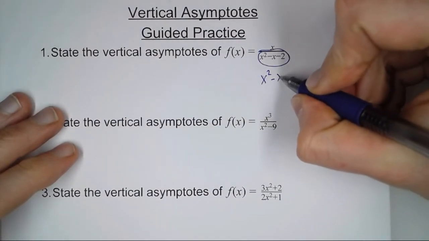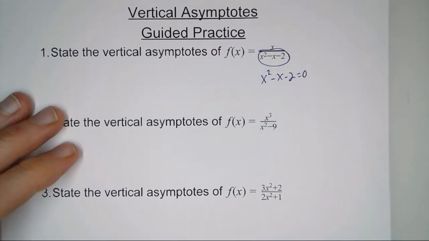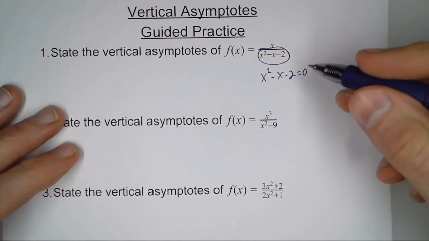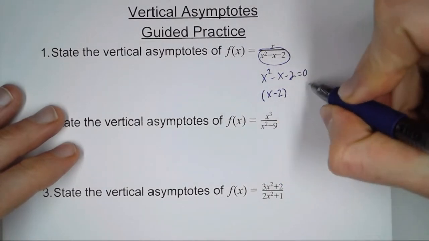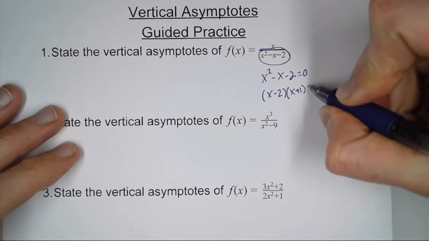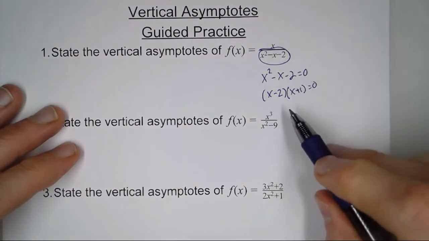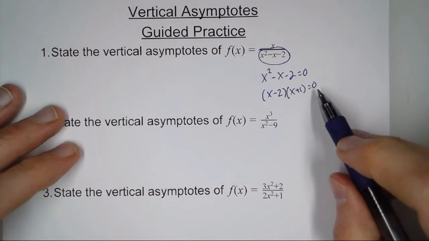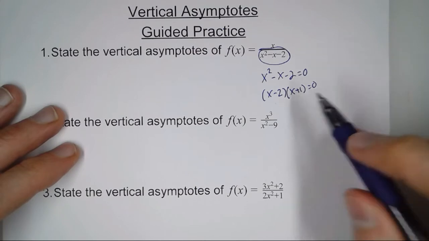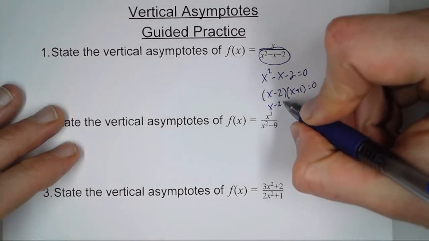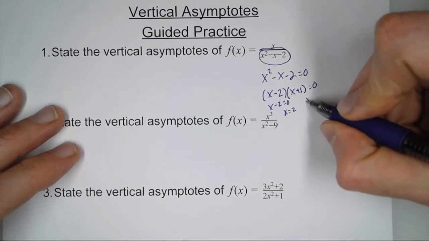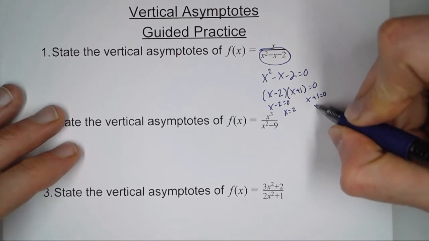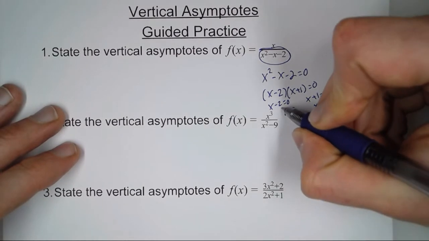X squared minus x minus 2 is equal to 0. Okay, well this is a quadratic, and thankfully this one we can factor. We can factor it into x minus 2 times x plus 1 equals 0. So this times this equals 0. So that means when we multiply two things and get 0, that means either this is 0 or this is 0. So we'll set this equal to 0. So that means x equals 2. Or we set this equal to 0, which means x equals negative 1.